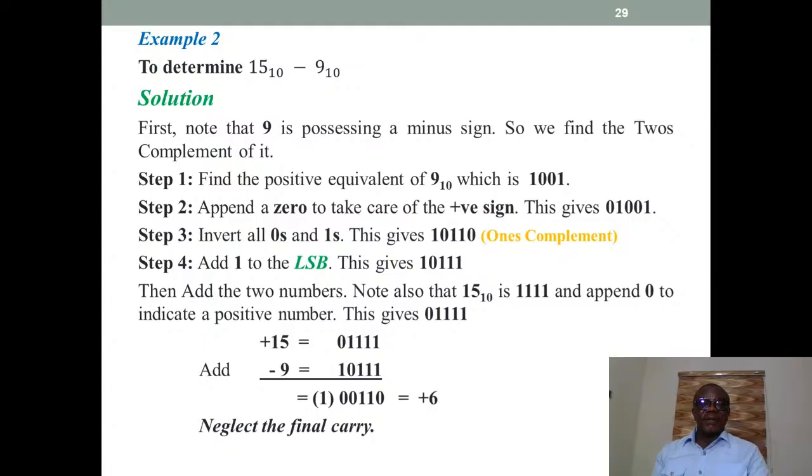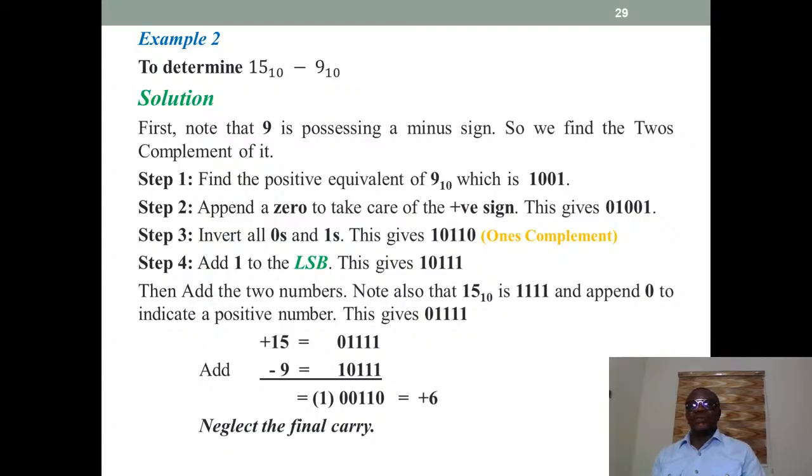So step 3, we invert all zeros and all ones. This now gives us 10110. We call it the ones complement. And step 4, we add 1 to the least significant bit. This gives us now 10111. Then we add the two numbers.